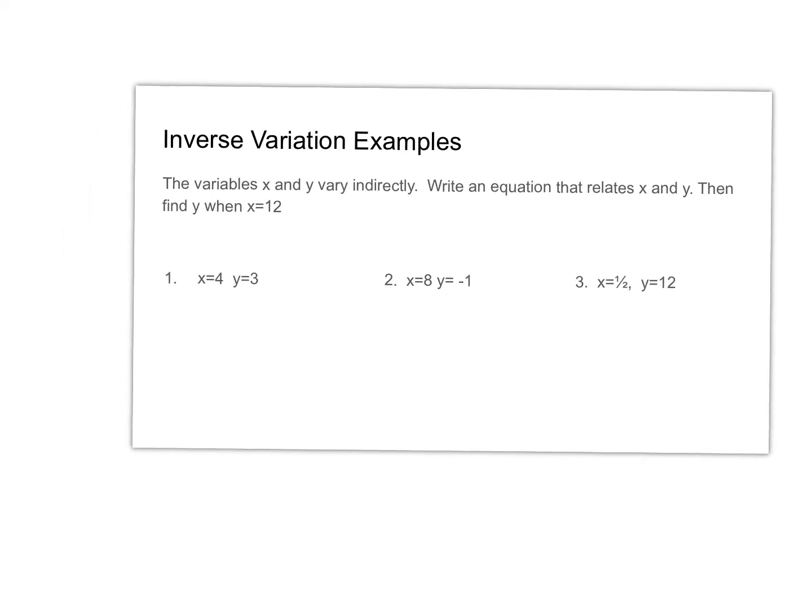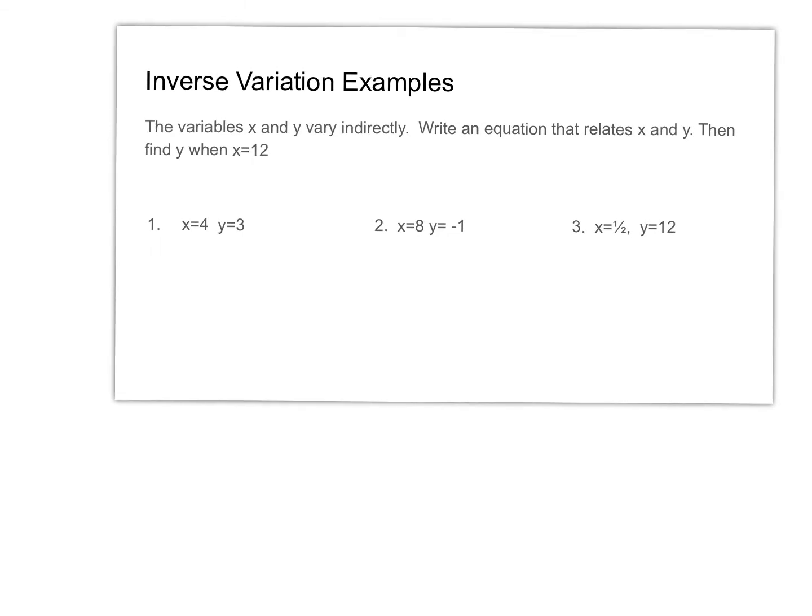All right, so now let's take a look at inverse variation examples. We're told that x and y are varying inversely. Write an equation that relates x to y. Just like we did with direct variation, only this time our formula is y is equal to a divided by x.